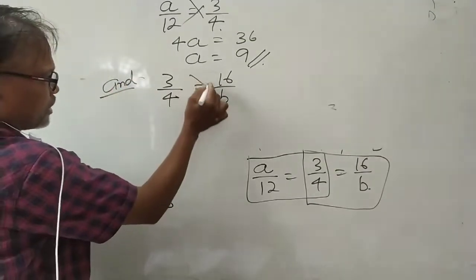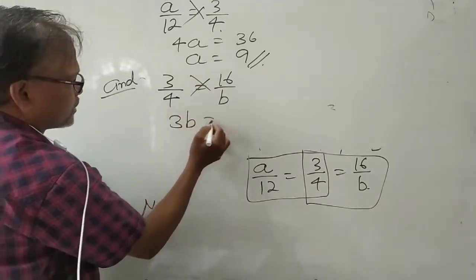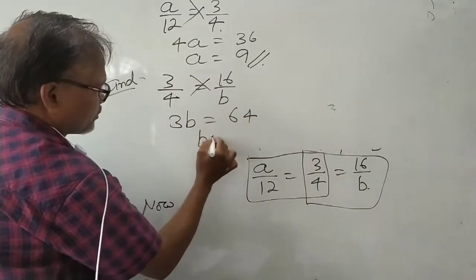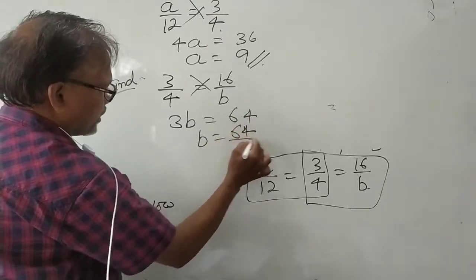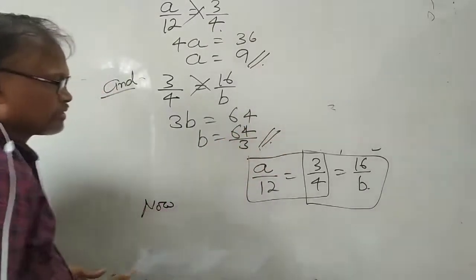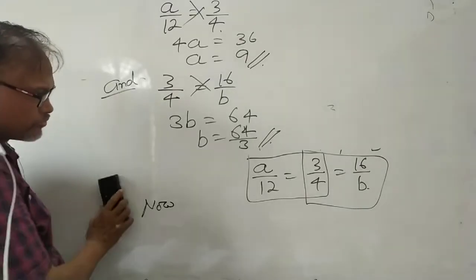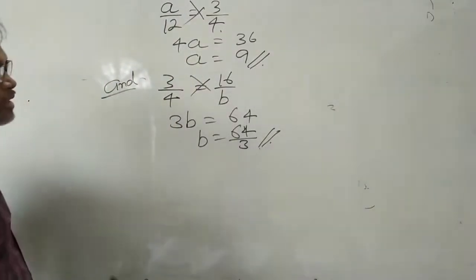Cross multiplication again, 3B is equal to 64. So B is equal to 64 by 3. This is the value of B. So in this way you can find the continued proportion. It is very easy and simple.